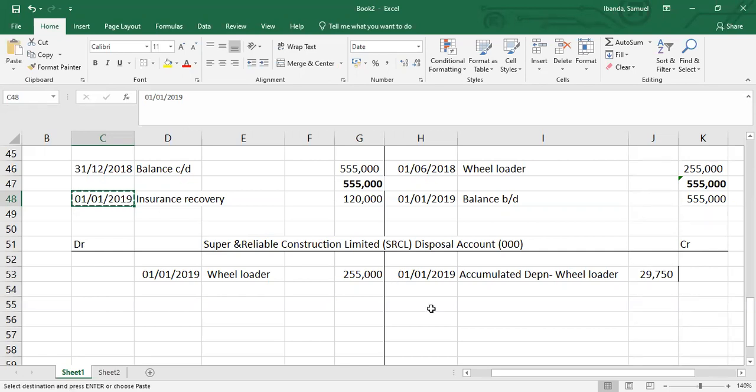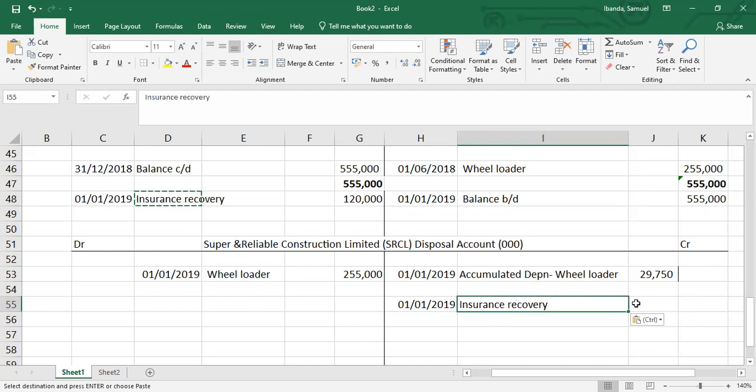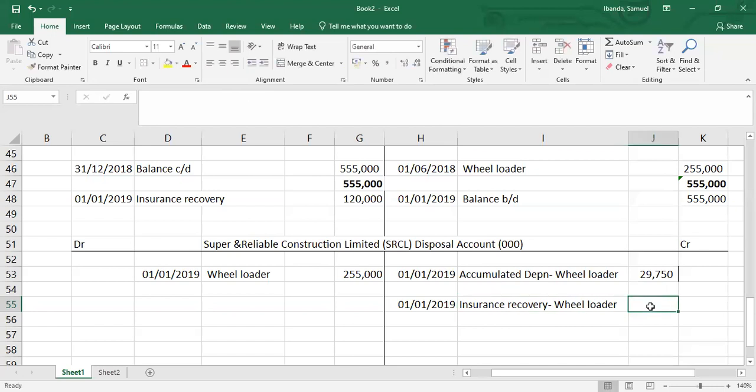So as I debited here, because money was coming in, I'll come and credit here in the disposal account. So on first, still I'll use the same narration, insurance recovery on wheel loader, $120 million. Okay. Yeah. So this is what we have.